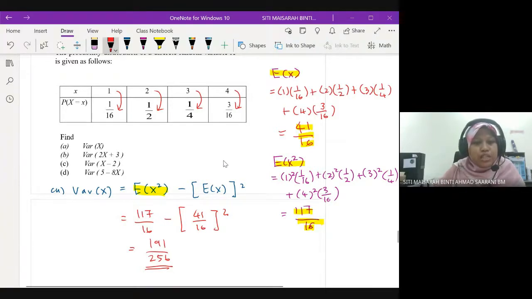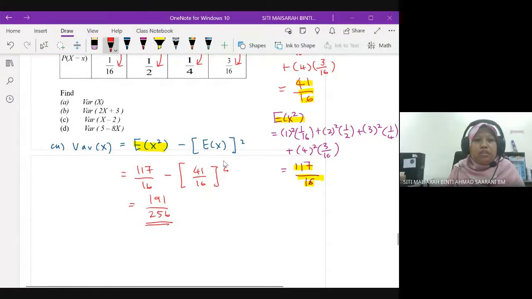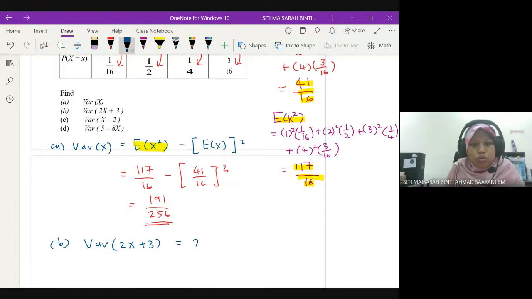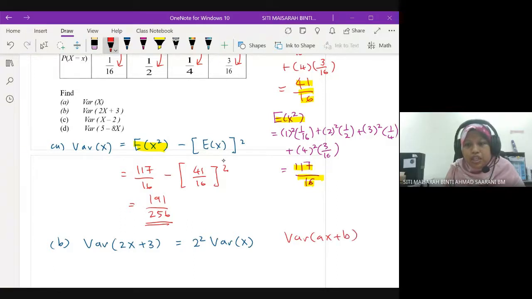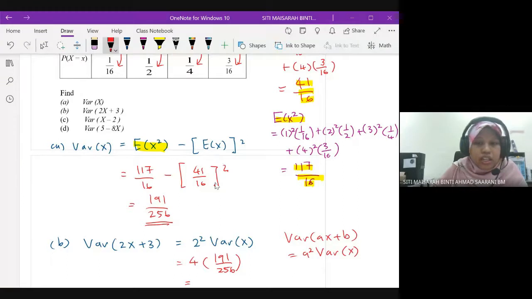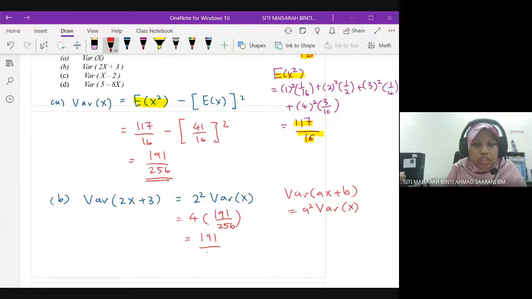Okay. And then untuk B, C, D, kita boleh pakai properties of variant lah. Okay. So untuk B, variance 2x plus 3. So this is actually 2 square variant X. Okay. Yang ni kita pakai properties. Variant AX tambah B, dia akan jadi A square variant X. Okay, so then 4 multiply by 191 over 256. So then we get the answer is 191 over 64. Okay, so ni untuk variant 2x plus 3.